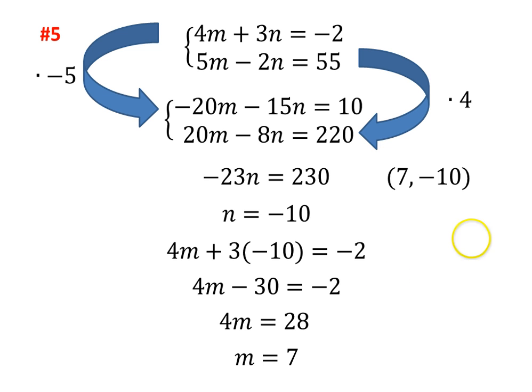And notice I put the m term first and the n term second because, much like x and y, m comes before n in the alphabet. So that's a small technicality there, but m would come first, n would come second, just because of the order that they come in the alphabet. So the solution to this system, by using multiplication and then addition, is 7, -10.